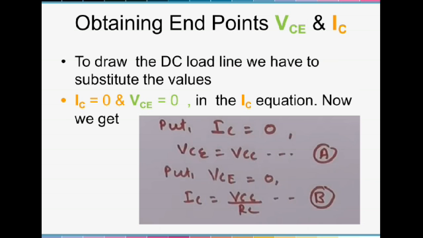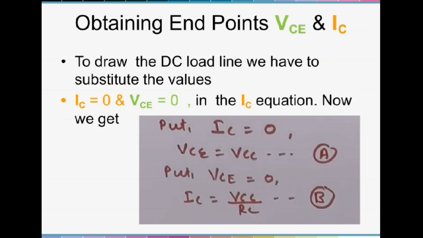Getting VCE is simple, that is substituting the value of IC as 0, we can obtain the VCE value, and to get the value of IC we have to substitute VCE equal to 0, giving IC equal to VCC by RC. These are the 2 points. So obtaining the points VCE and IC is the way to draw the DC load line. Simply connecting the points VCE and IC will give the DC load line.